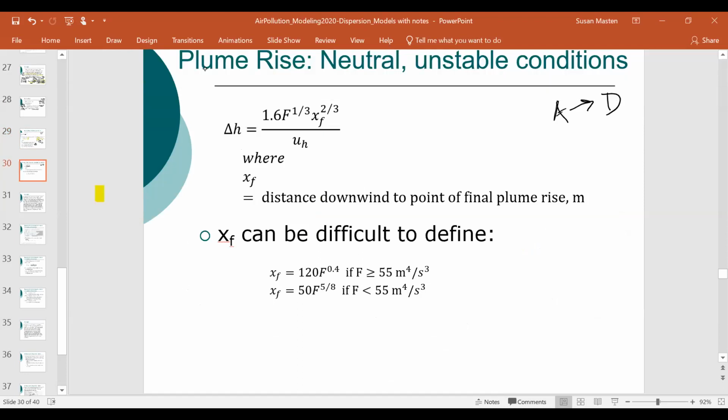So here, if we have neutral or unstable conditions, so stability classes A through D, you're still going to use that buoyancy term. There is no stability term. So the only thing you're using is that buoyancy parameter term here. And then what we want is the distance downwind to that final plume rise. So remember we said the plume rise is decreasing with distance due to decreasing momentum because of the drag on those gases. So X sub F is the distance downwind, and we have two sets of equations here. Those equations depend on F, so depending on F determines which of these two equations we will use.